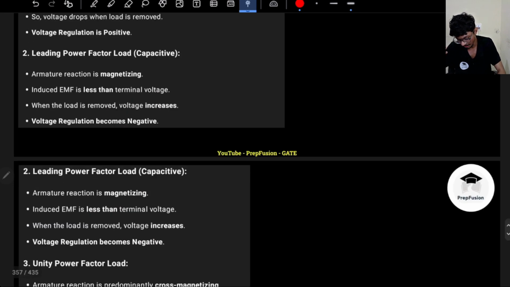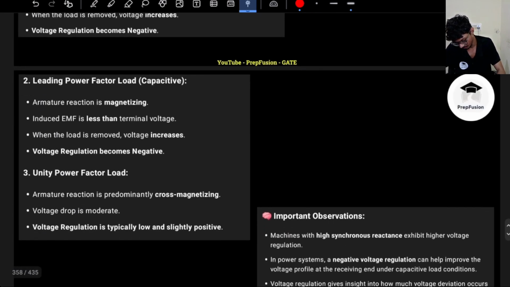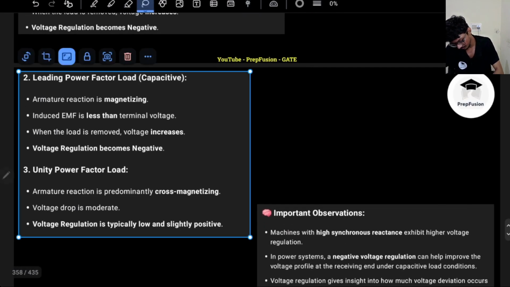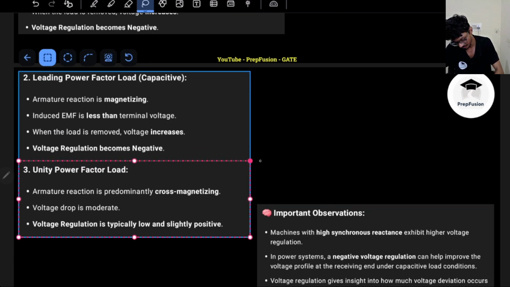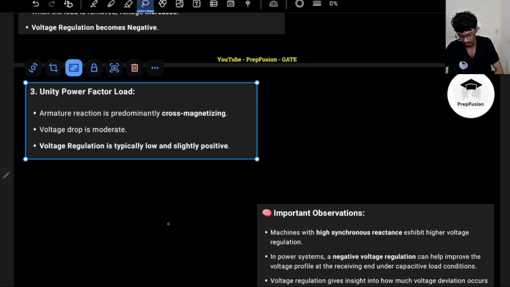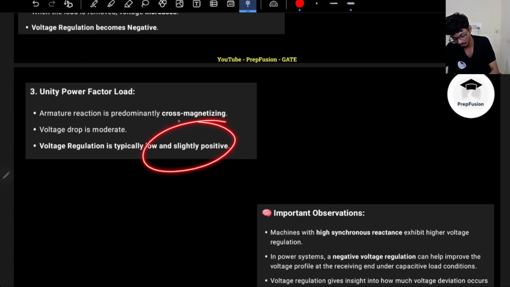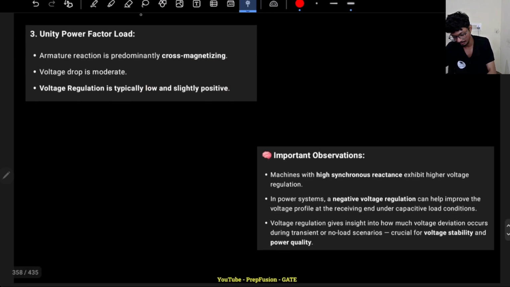Leading power factor we have already done. For unity power factor, armature reaction is cross magnetizing. Again, voltage drop is moderate, and voltage regulation will be slightly positive.